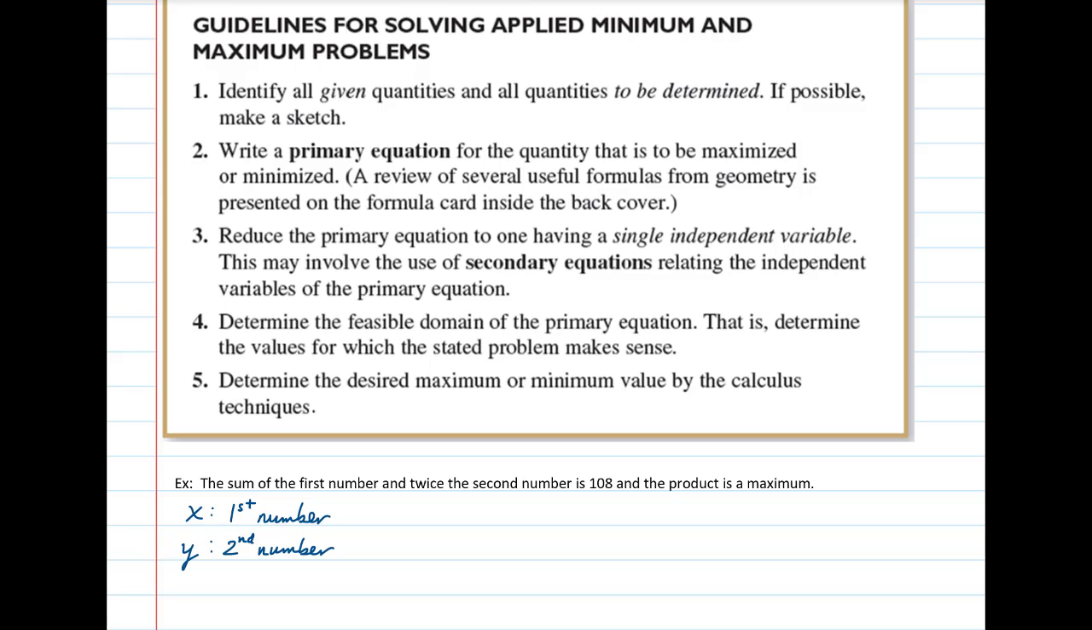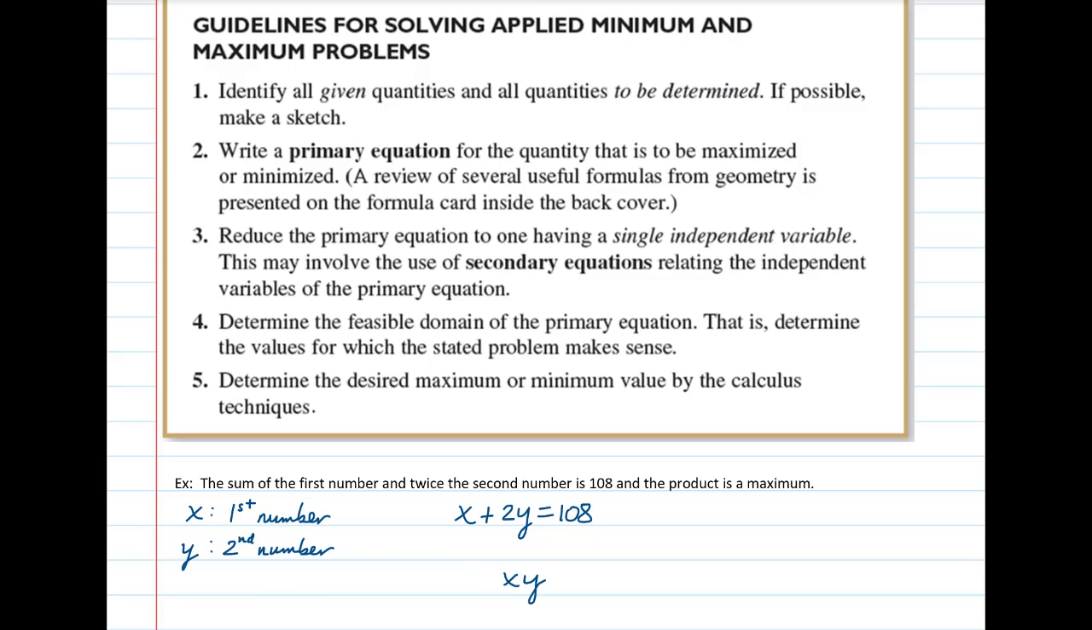So I'm going to label my numbers as x and y. x is my first number, y is my second number, and I use what the statement says to express an equation. The sum of the first number, x for us, plus twice the second number, so 2y, is equal to 108. All right, so this is what's given by the problem.